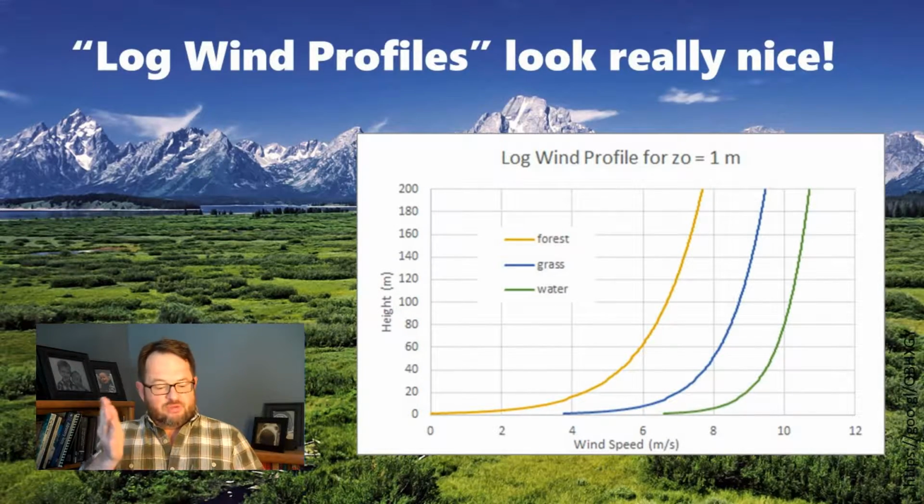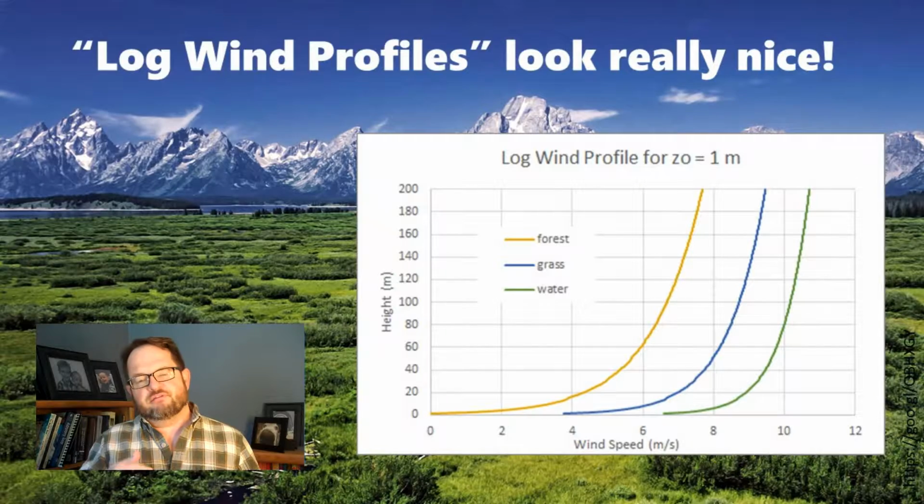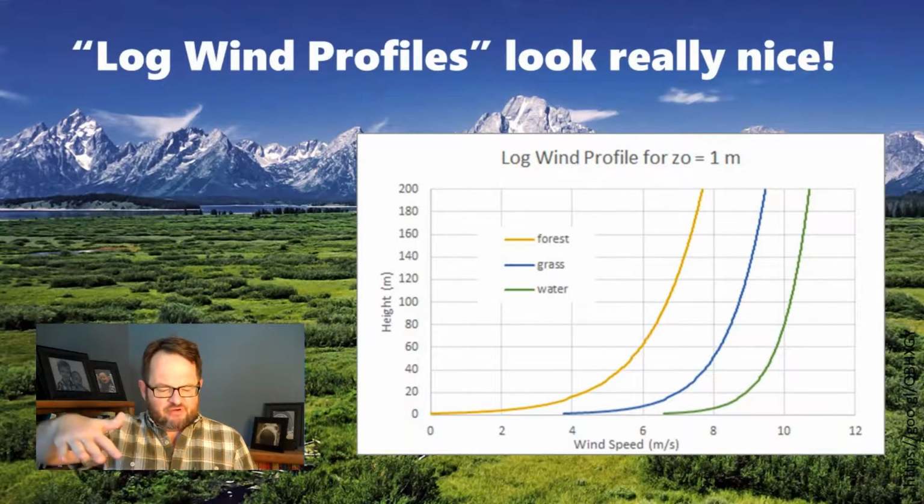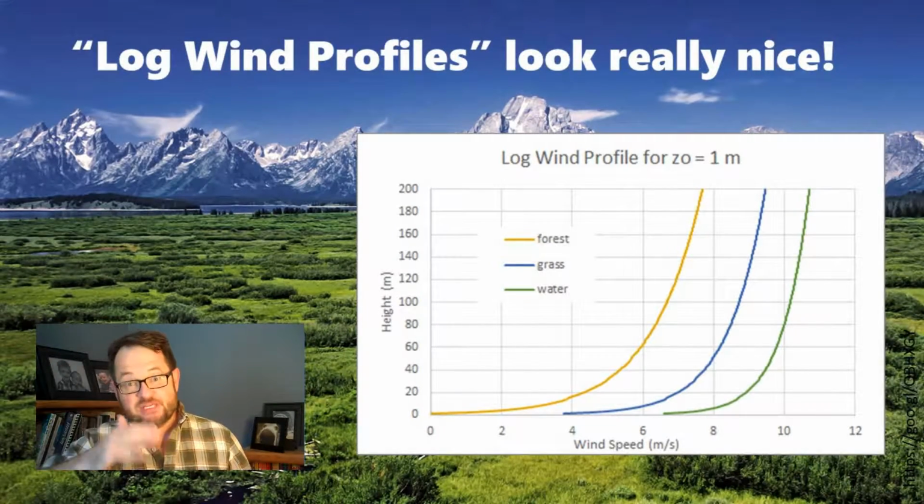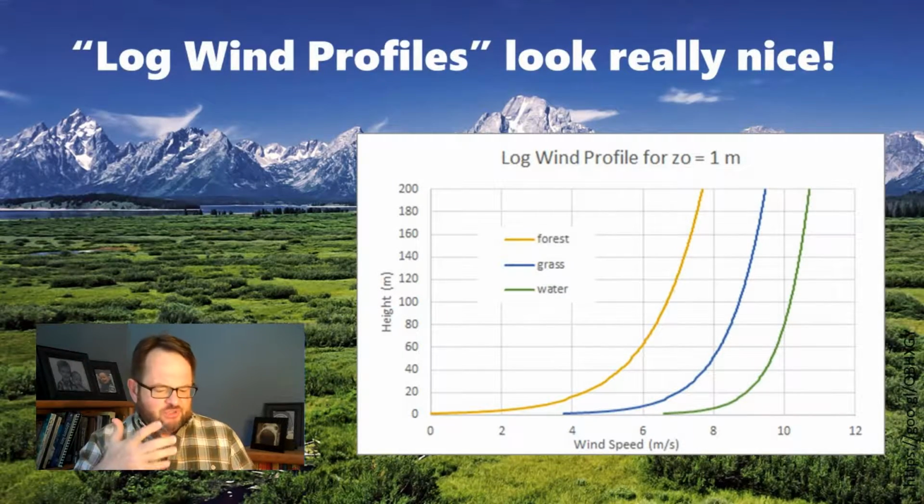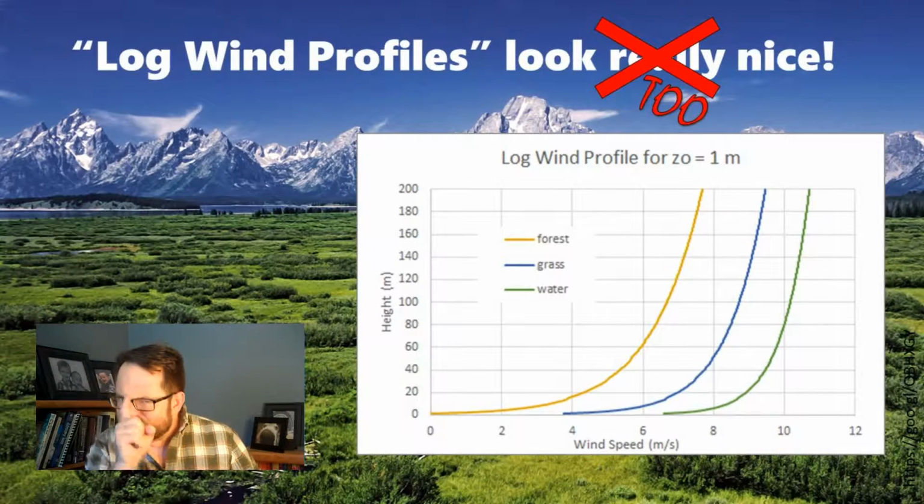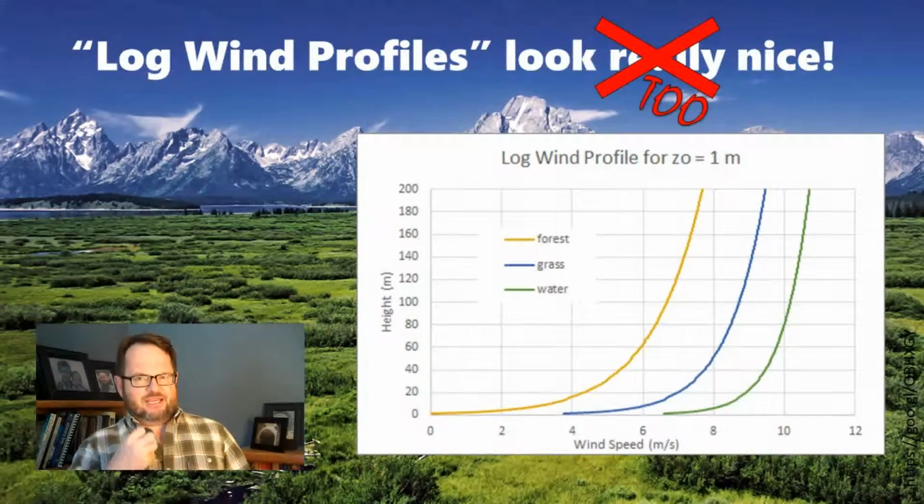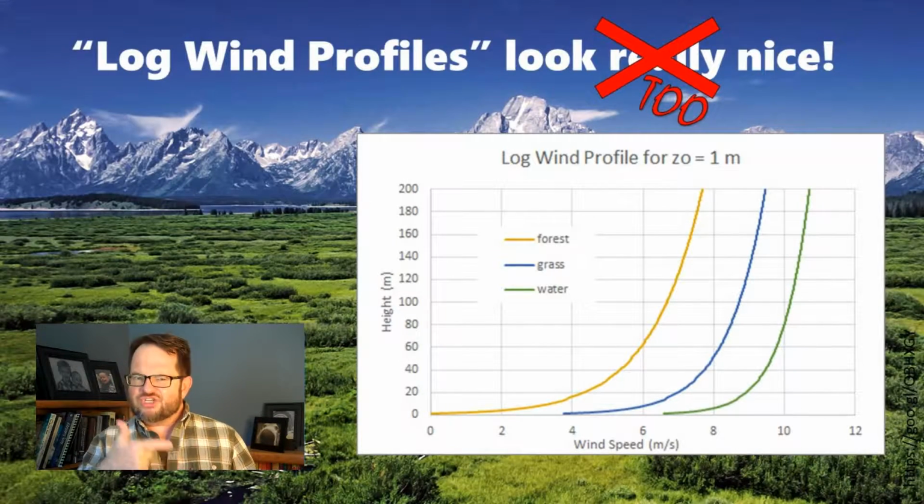I just copied this from our log wind profile lecture, and I have 3 log wind profiles under different conditions of Z0 and U star here. They look nice. They look really nice. The wind speed is changing with respect to height. There's just a beautiful shape to these things. No, they look too nice. This looks like theory. It's hard to imagine real wind observations at the surface are going to look anything very much like that.